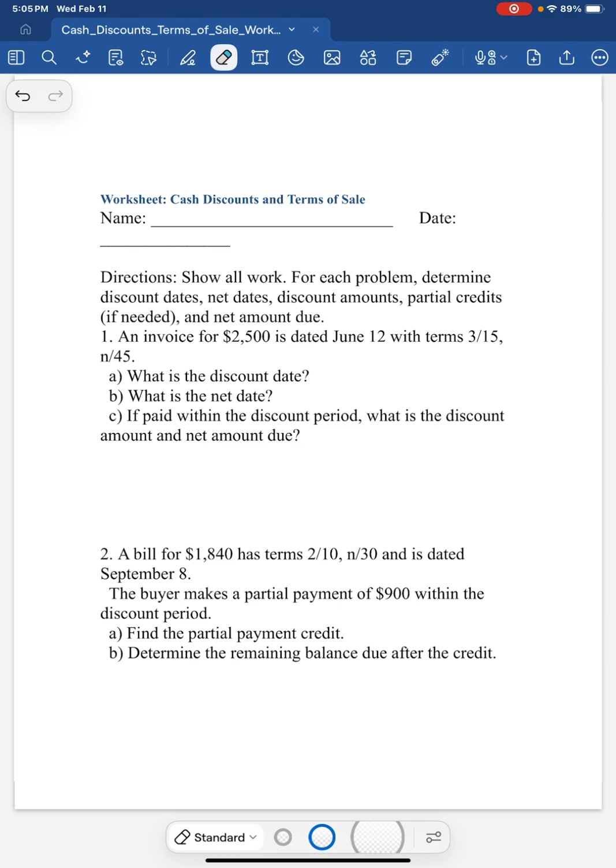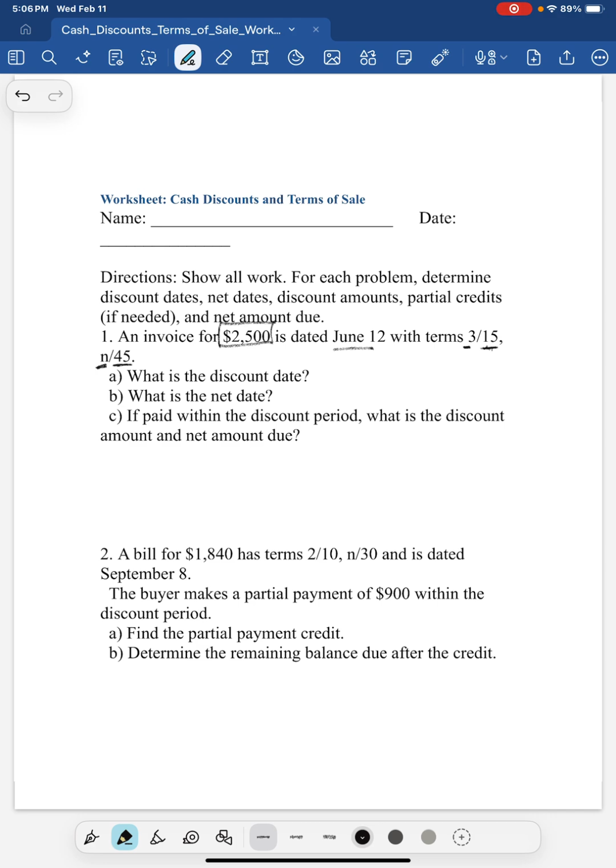So the first thing we're going to look at: an invoice for $2,500 is dated June 12th with terms 3/15, N45. If you read through your module, you know that this means you get a 3% discount if you pay within 15 days. The N always stands for net, and that means the net is due in 45 days. If you go past this 15 days without paying, then you owe the entire net, which is this $2,500.